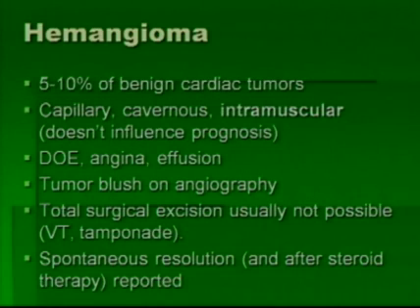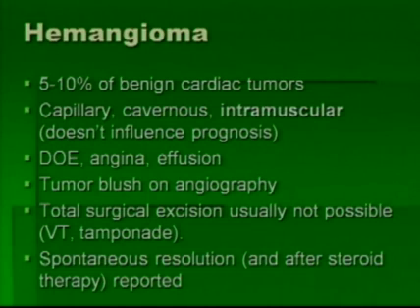5 to 10% of benign cardiac tumors can be hemangiomatous. They can be capillary, cavernous, intramuscular, just like the one we see in our example. Where they are doesn't seem to influence prognosis. They can present with dyspnea on exertion, angina, pericardial effusion, and of course, if you perform angiography, you can see them light up with a tumor blush of contrast.